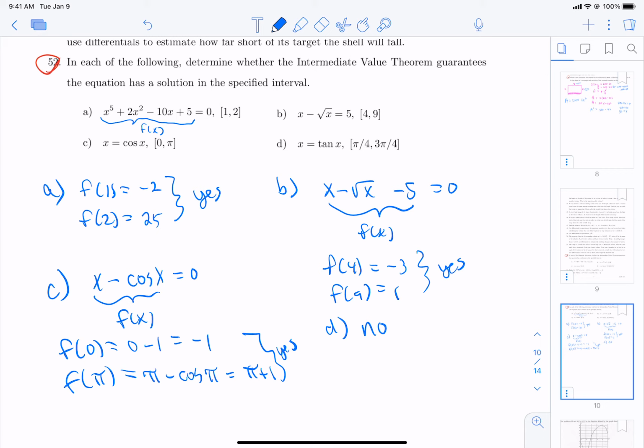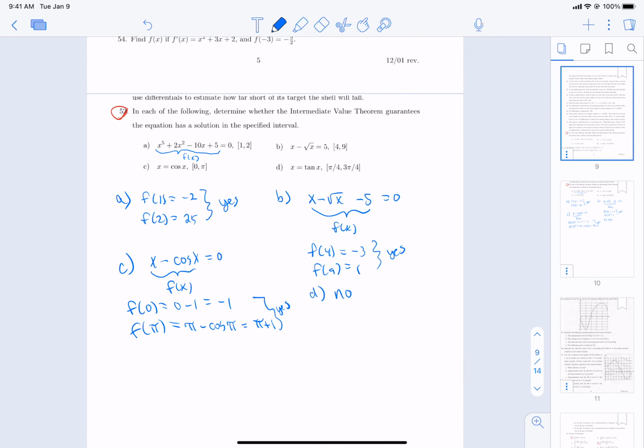So that is 52. Make sure it's equal to 0. Plug in the ends. If one is positive and one is negative, then yes, there has to be a solution within that window. Did they ask you to solve for it? No. Do you know it's there? Yes. Where? I don't know. So that is 52.